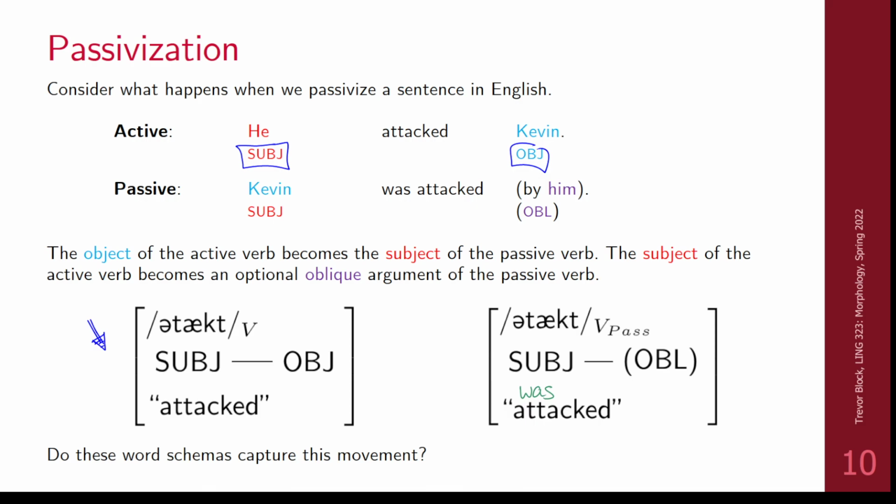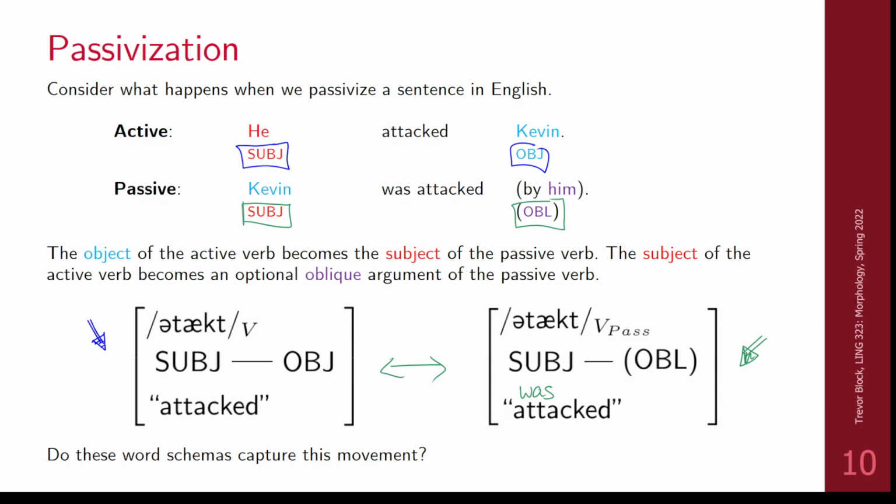Then we have a passive, Kevin was attacked by him, where we have a subject and we have this optional oblique. So optional demoted agents. This is the oblique case that we use to assign to things that are optional. So in this case, on the right entry, we have attacked, a passive verb, which requires a subject and takes an optional oblique element. So we can put a morphological correspondence between them.